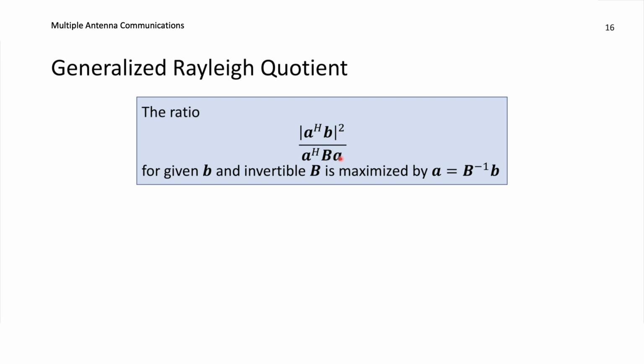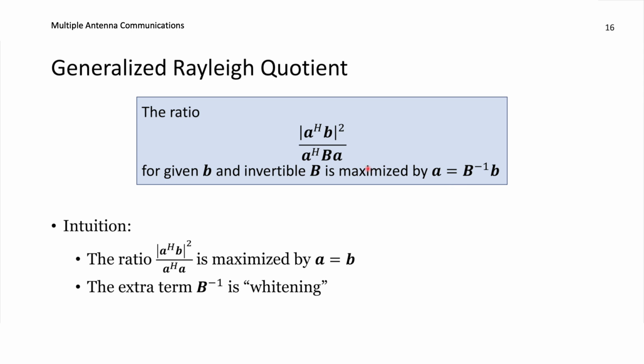So b, lowercase here, and capital B are two different constants. This is the vector, this is the matrix. And for a given lowercase b vector and invertible matrix capital B, this term is maximized when a is equal to b multiplied with capital B inverse. So what is the intuition of that?